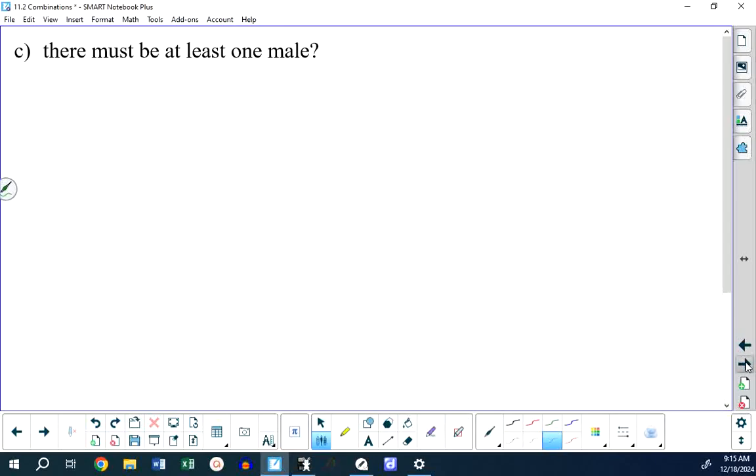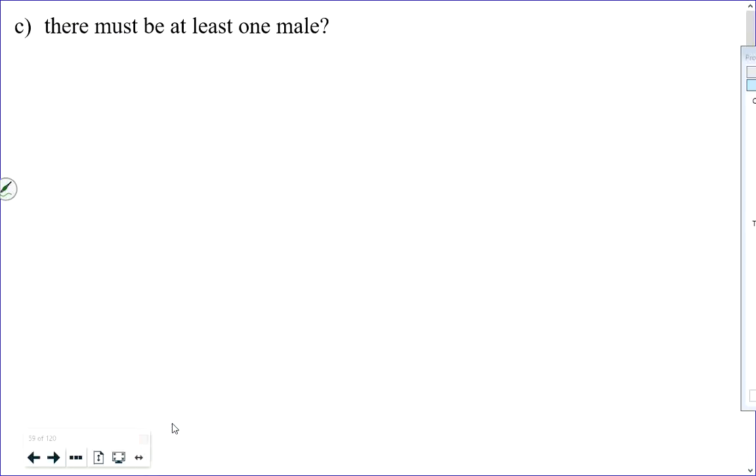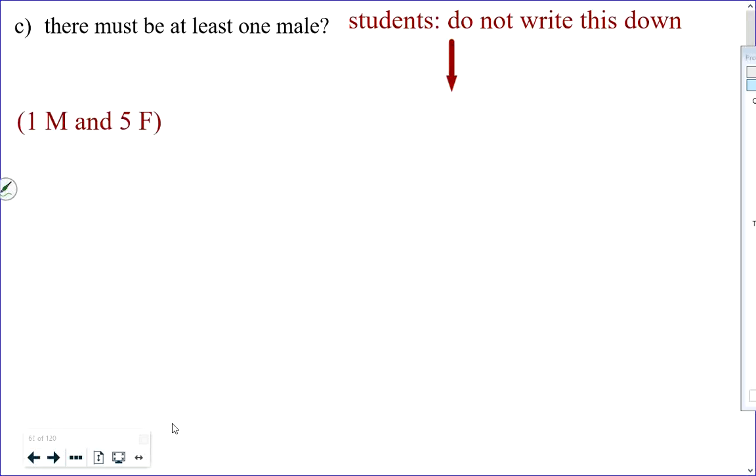There must be at least 1 male. Okay. So don't write this down. What does at least 1 male mean? It means we could have 1 male and 5 females. Correct? Or 2 males and 4 females. I'll just pause after each one to let you sort that out in your head. Or we could have 3 and 3.